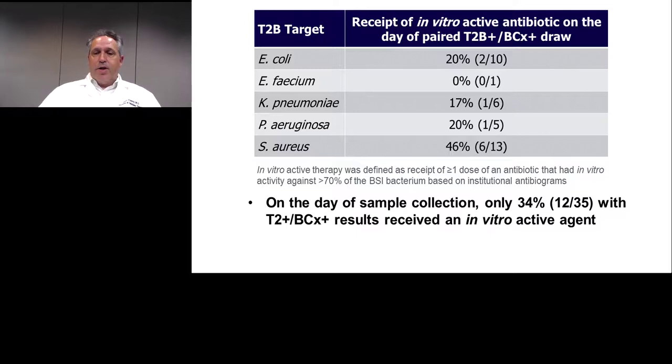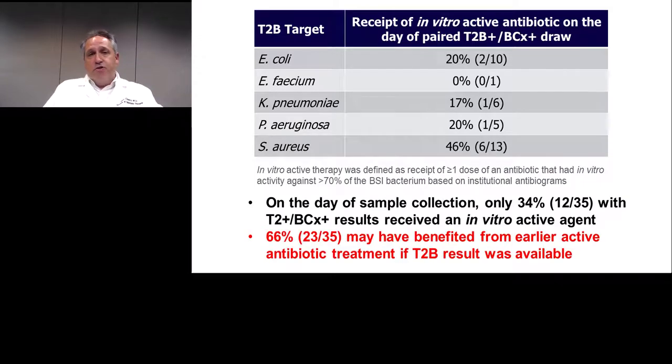So if we look at antibiotic usage on the day that patients were tested, for those who had a paired T2 positive blood culture negative result, the results are broken down by species here, but to summarize them, on the day of sample collection, only 1/3 of patients in whom T2 and blood culture were both positive were receiving an active agent against the bacteria that the test was positive for. So stated another way, 2/3 of the patients might theoretically have benefited by having the T2 positive result available prior to cultures and initiated appropriate antibiotic therapy earlier as a result of having had that result.